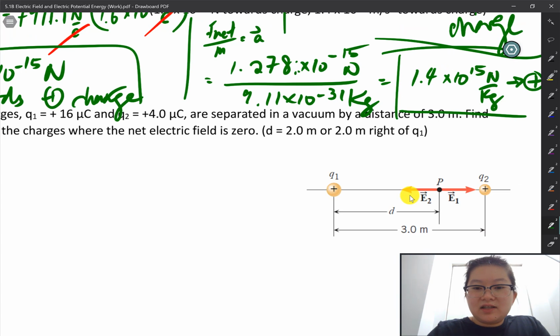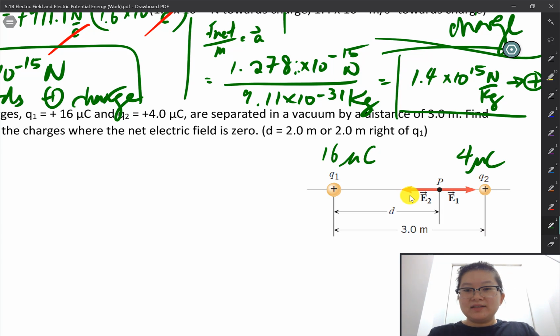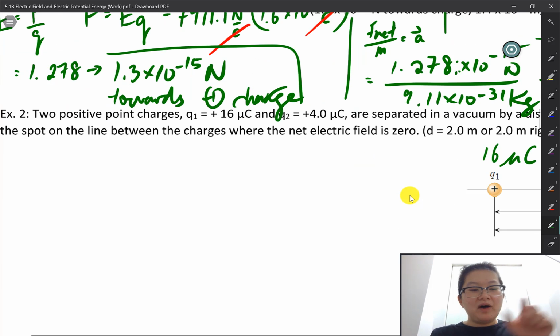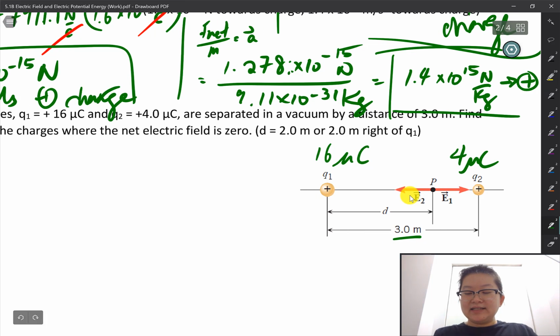Q1 here is 16 microcoulombs, and Q2 is 4 microcoulombs, separated in a vacuum by a distance of 3 meters as labeled here in the diagram. Find the spot on the line between the two charges where the net electric field is 0.